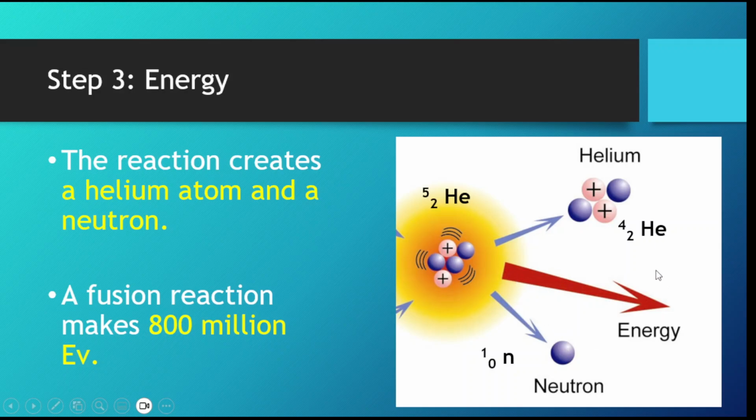And then what also comes out is a ton of energy. So this fusion reaction makes 800 million eVolts. Your barbecue makes 50 eVolts, remember, from the fission. So this makes 100 million. And if you remember from the fission, if you did the fission first, that made 200 million. Well, this is 4 times the energy. So this is a lot.